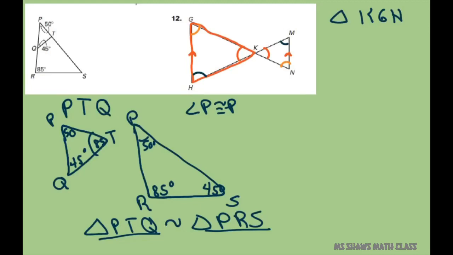Therefore, when you write your similarity statement, we're going to write triangle KGH is similar to triangle K. Let's just start with K. Now the G here goes with N. These 2 go together. And then we have H, and H is here, and it goes with the M. So you're going to write M.